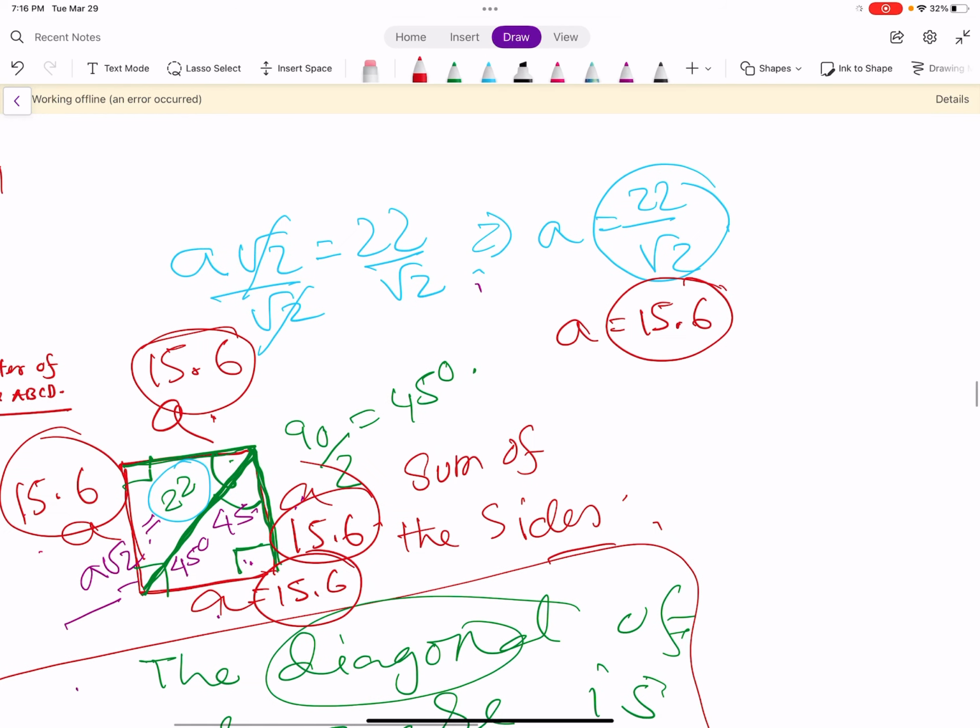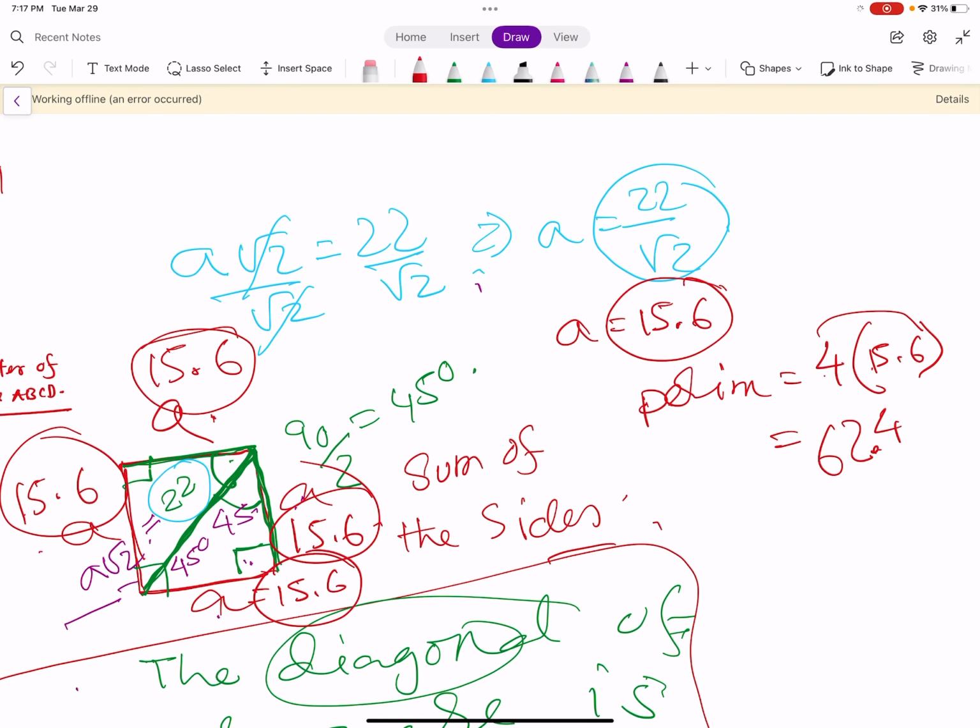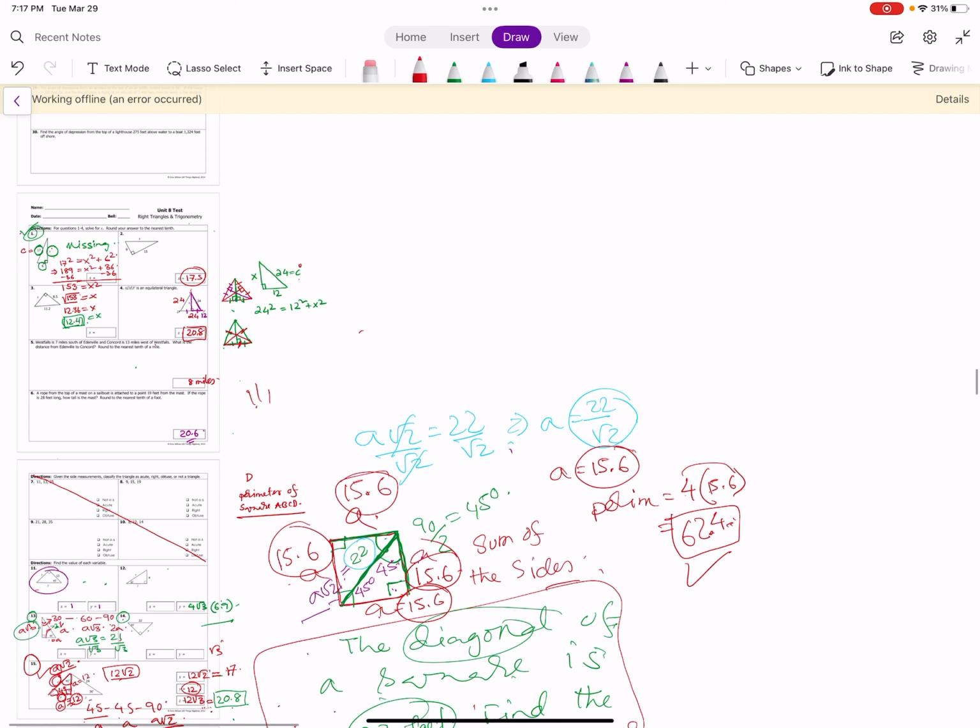So what you can do is the perimeter is 4 times that, or the sum of these sides. Put it in your calculator. What should you be getting? 62 decimal. Great, that's it. Okay, hope it will help, and thank you very much.